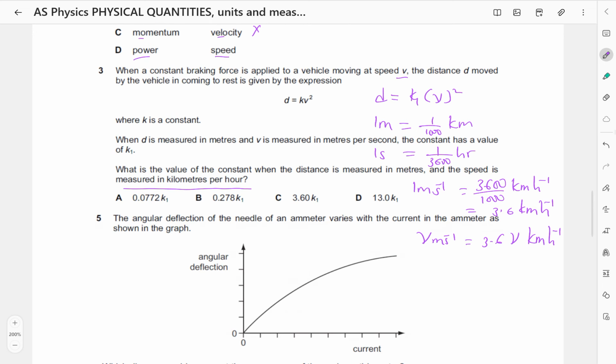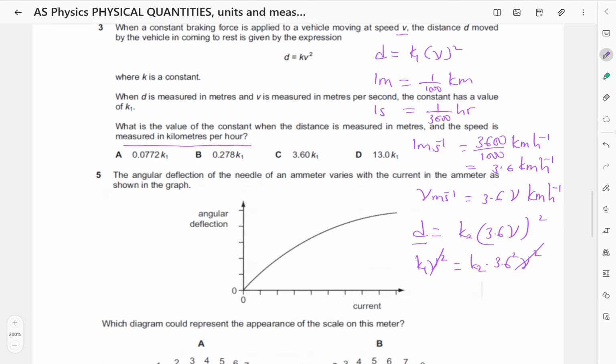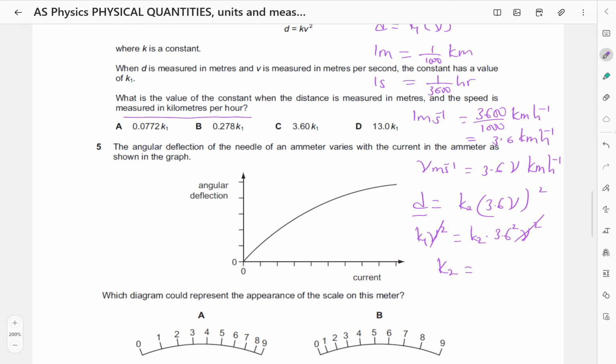Okay, so we want to find a new constant here. So d should therefore be equal to a new constant, k2, where there is a v, I'll put 3.6 v, and this is still squared. Now I want the constant k2. Remember, d was k1 times v squared, so where there is d, I'll put k1 times v squared. So k1 times v squared is equal to k2 times 3.6 squared times v squared. So v squared has cancelled out. It means the constant k2 which I want to find is going to be k1 divided by 3.6 squared.